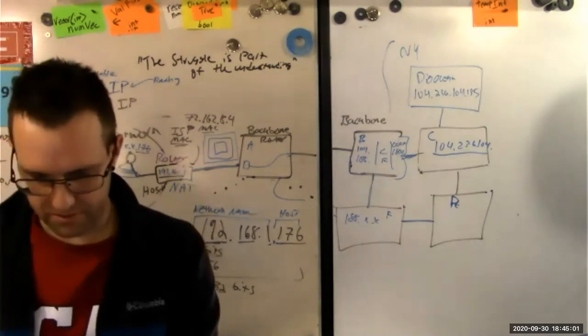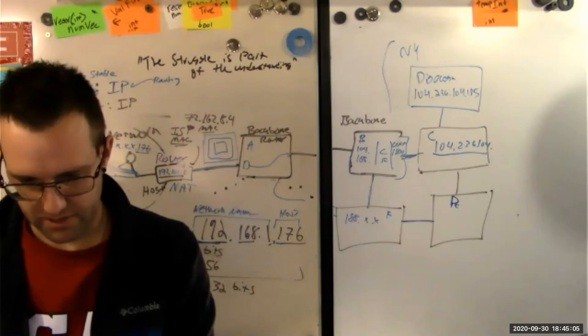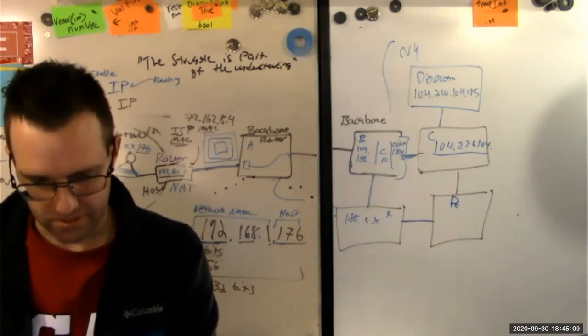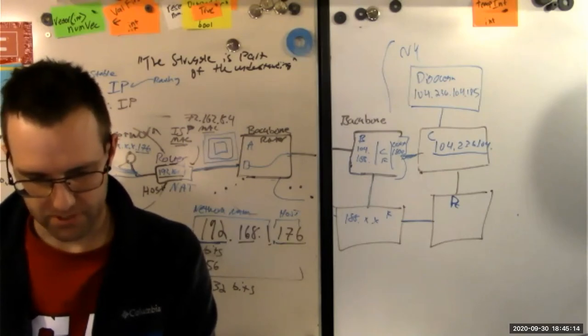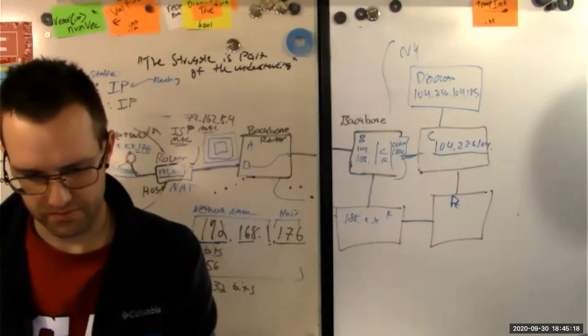185. Okay, so this is live traceroute right here. And so I'm not getting ping responses from a whole bunch of intermediate nodes, which is okay.